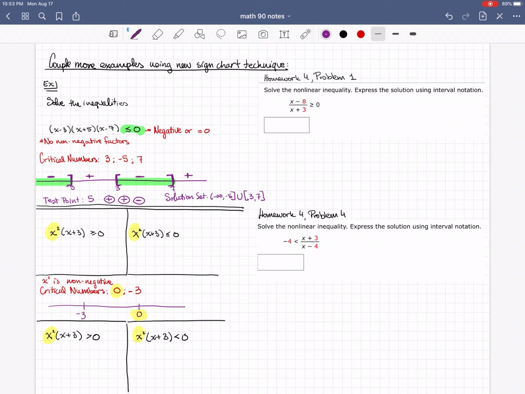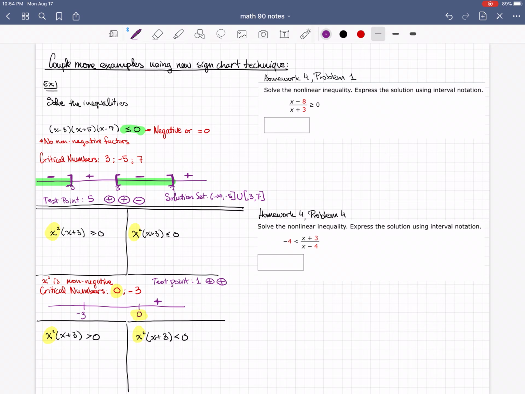For the test point, like I've always said, use anything you want. Heck, let's use 1. We're plugging 1 in for x. When you plug 1 into x squared, you get a positive. When you plug 1 into x plus 3, you also get a positive. Where does 1 live? 1 lives to the right of 0, so here. So that means that over the region that's to the right of 0, we put a plus sign.